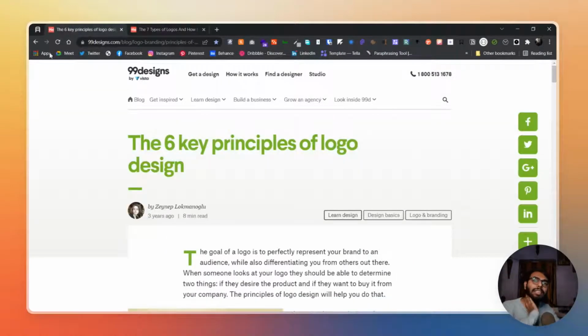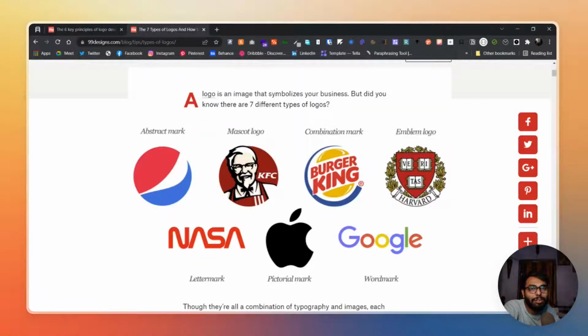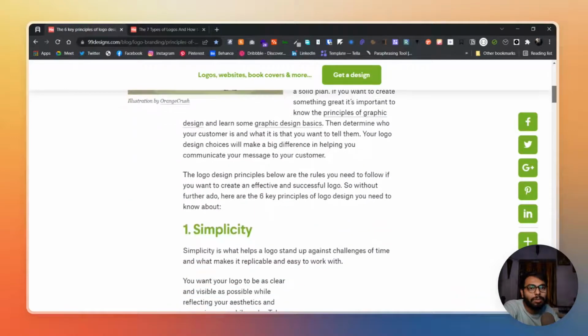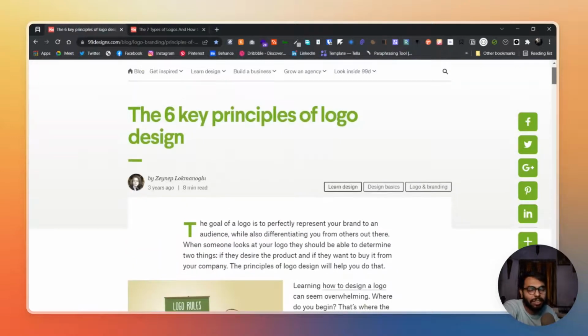And the second thing is the six key principles of logo design. I have gone through these six principles a lot of times. I have opened this page a lot of times. You can see it is in my bookmark. That's how much I have used it. I have visited this page again and again whenever I am trying to design a logo, because it has every bit of what I need.